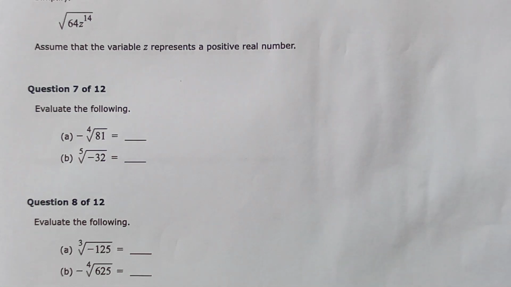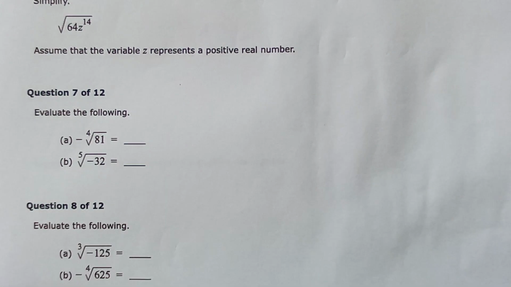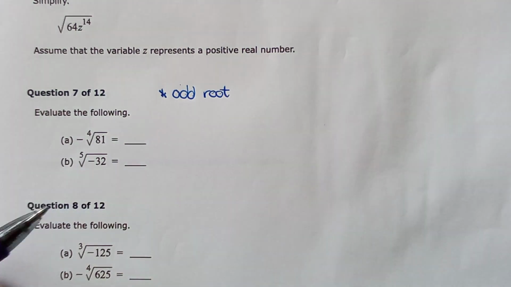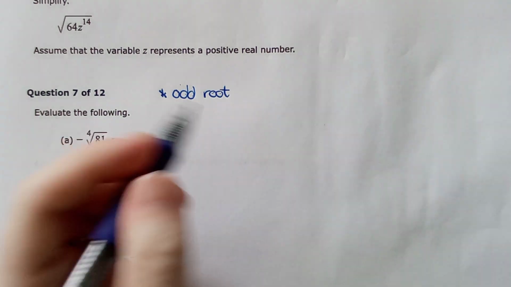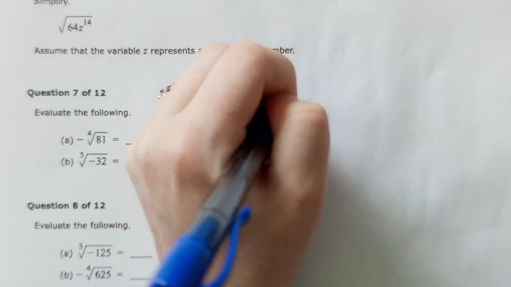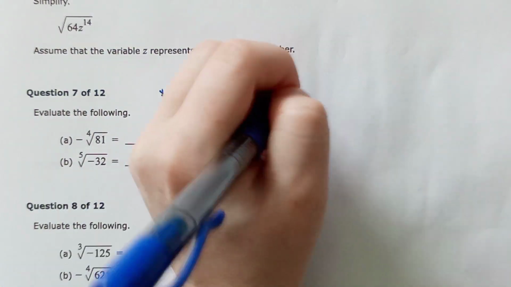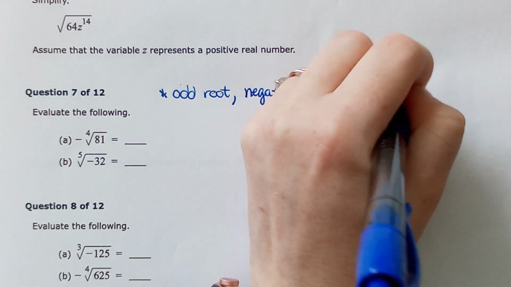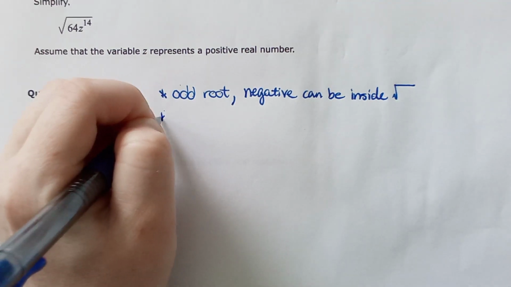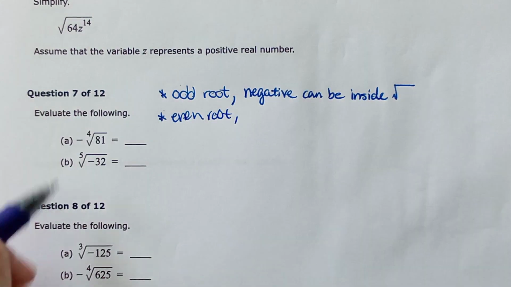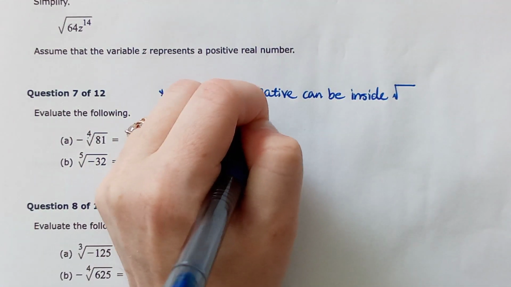Alright, number 7. Okay, for these, I want you to know a couple things. If it is an odd root, that means like 5 here, right? That's an odd number. That's the root of this problem. If it's an odd root, you can have a negative inside. But if it's an even root, like 2, 4, 6, whatever, like this one's a 4, you cannot have a negative inside.